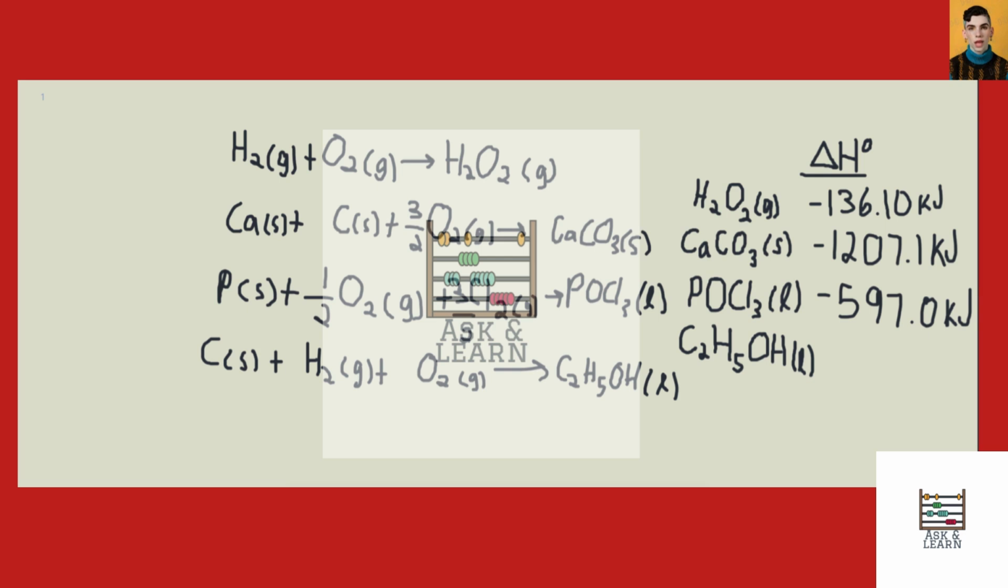So here we have one carbon on the left, 2 on the right, so we add 2 in front of carbon. 2 oxygens on the left, 5 on the right, so we're going to have 5 over 2. My apologies. We have 5 and 6 hydrogens, so we're going to add a 3 here. We have O2, which we have 2 on the left, 1 on the right, so we're going to add 1/2. And the delta H for ethanol, that is negative 277.7 kilojoules.